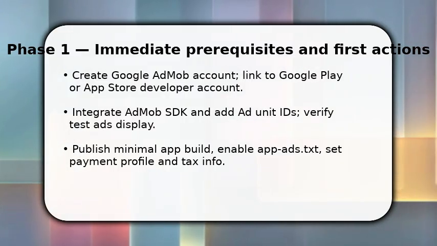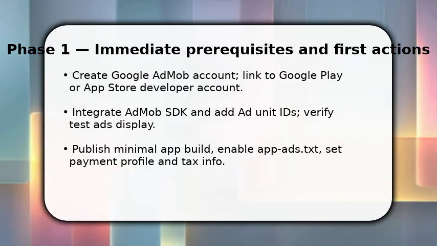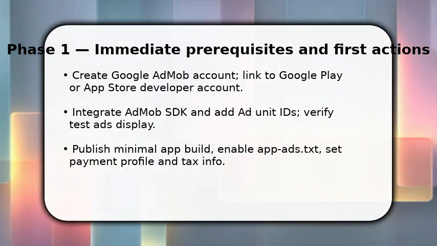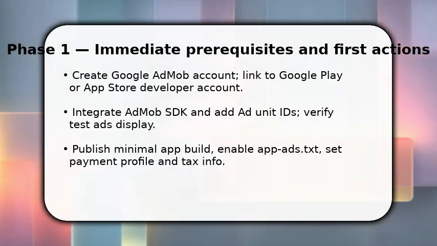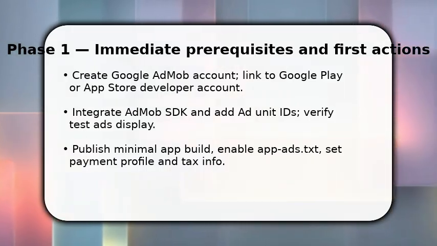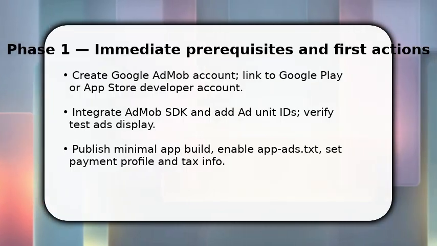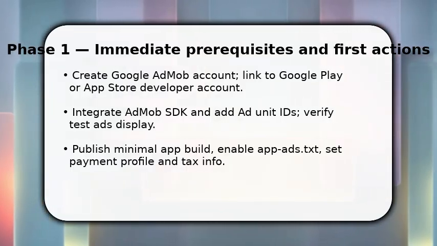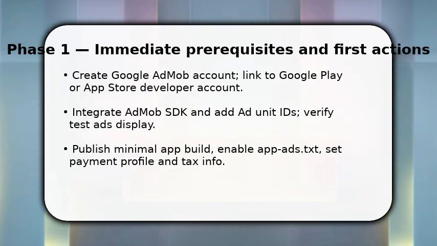While doing that, set up your payment profile and complete tax forms. This avoids payout delays. Make sure app-ads.txt is served on your domain to improve fill rates. Start with one rewarded or banner placement so you can measure baseline revenue quickly and reliably.